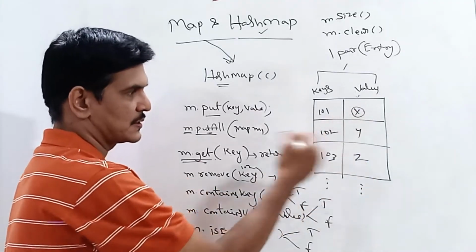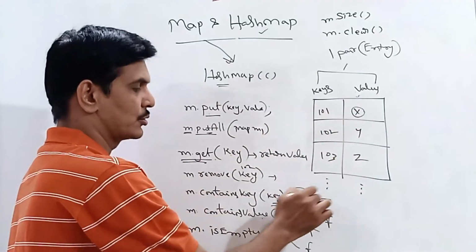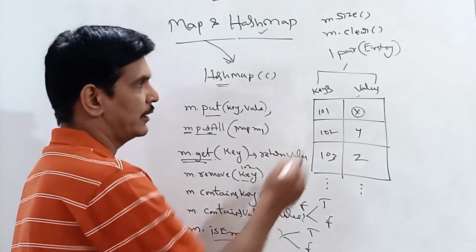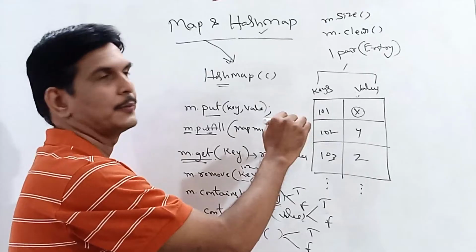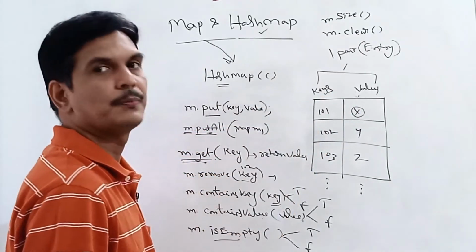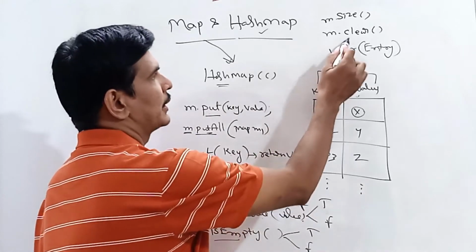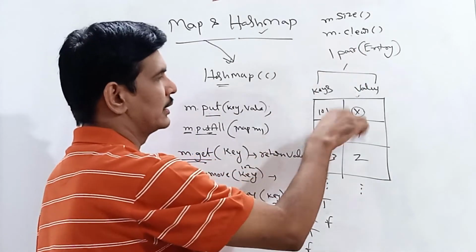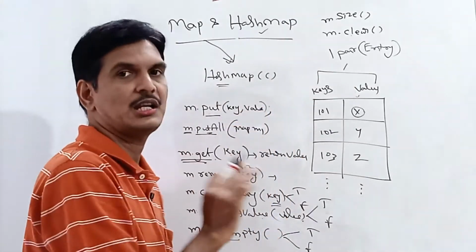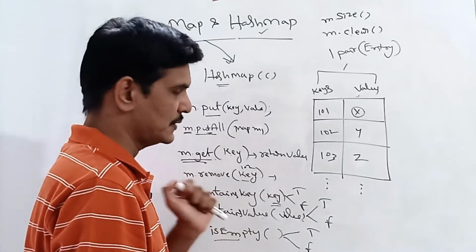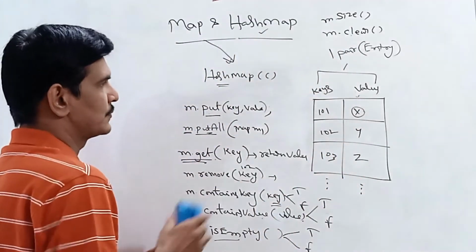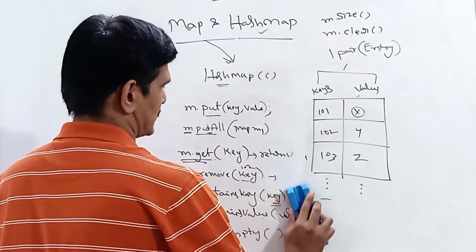containsValue will verify whether the value is present in the map or not. If present, it will return true, or else it will return false. And isEmpty is a method which will verify whether our map is empty or not. And size is a method which will return the number of key value pairs present in the hash map. Clear is a method which will clear the entire hash map. Okay, these are the common methods related to hash map. Apart from this, there are a few more methods related to entries. Now let us discuss those methods.